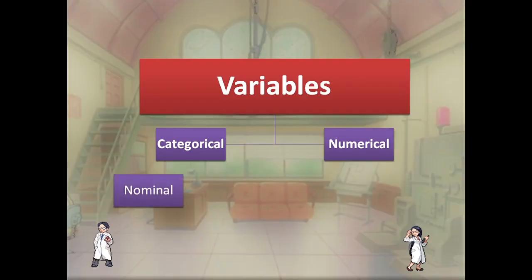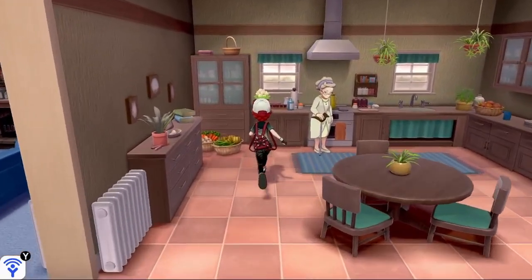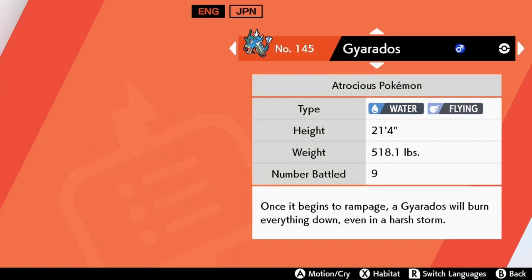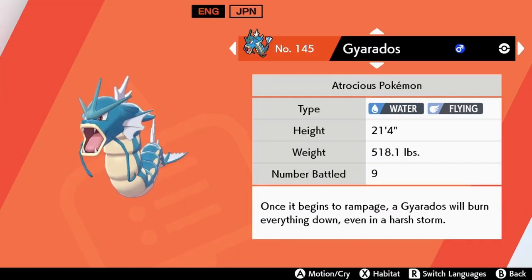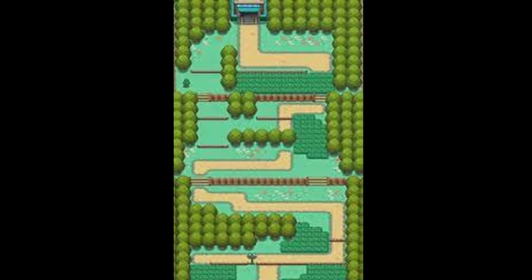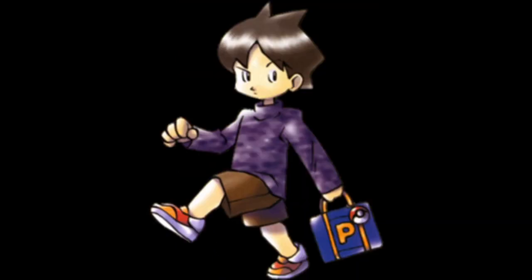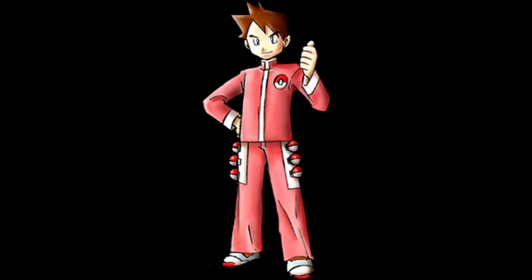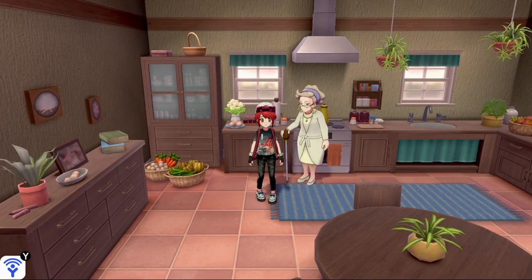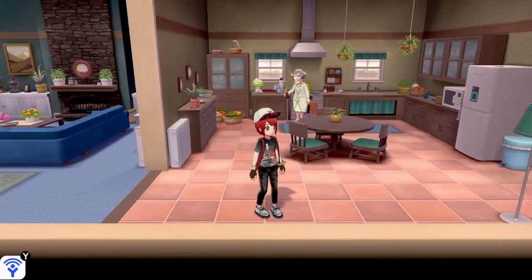Categorical variables have two subcategories. They're nominal and ordinal. Nominal are the ones without a natural order. For example, is this Pokemon female, male, or genderless? What trainer classes do we meet in Kanto Route 1 in Heart Gold and Soul Silver? School Kid and Ace Trainer. Even though an Ace Trainer is arguably stronger than a School Kid, they don't really have an actual order. Therefore, the variable is nominal.